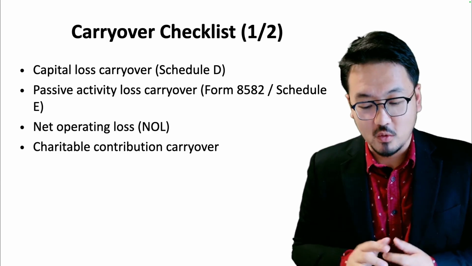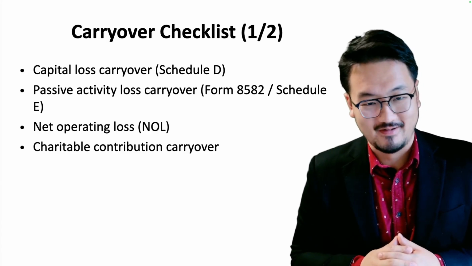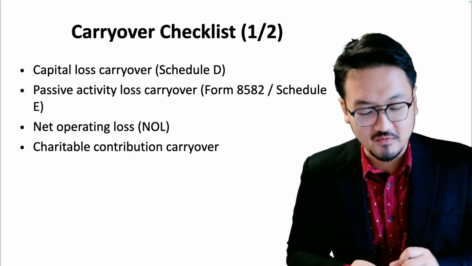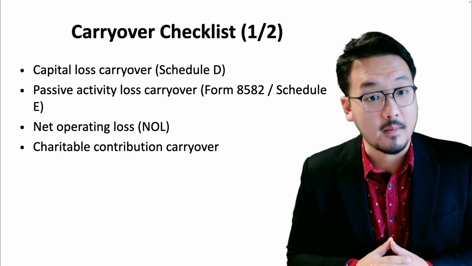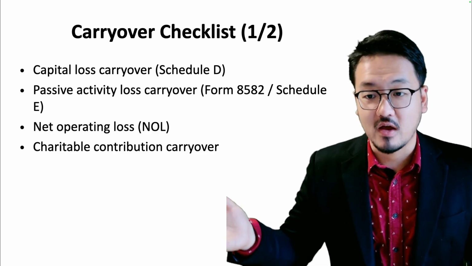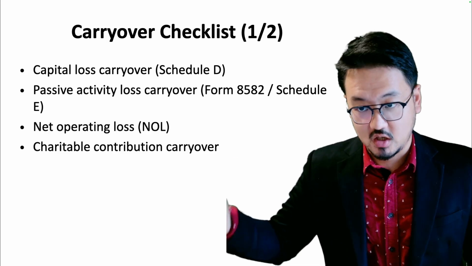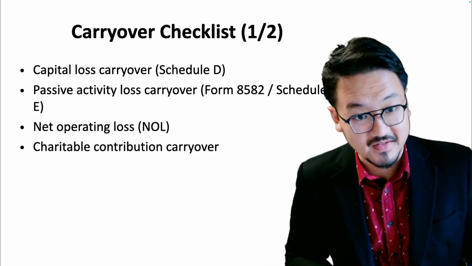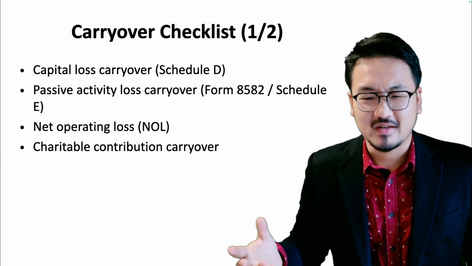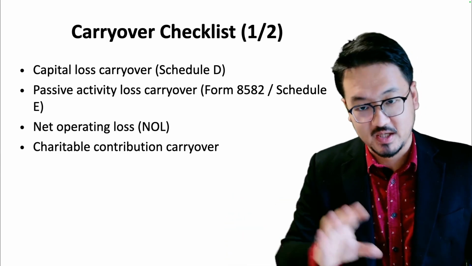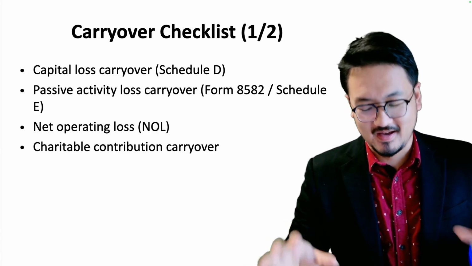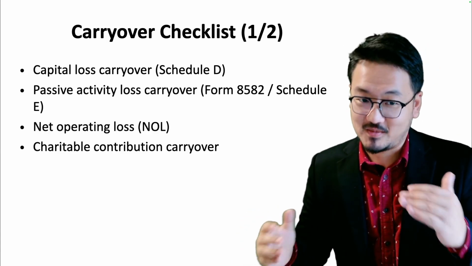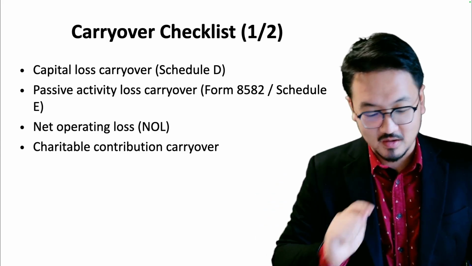And of course NOL, which is short for net operating loss. For example, if you've got a business, the business loss can carry forward under the current rule while I'm recording this video, but it is often limited to a percentage of the taxable income. We will talk about that because it's connected to the business. That's a little bit complex, so just to mention that.